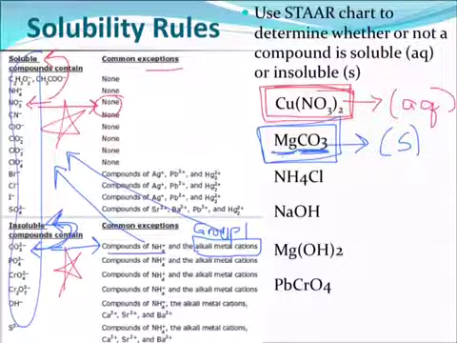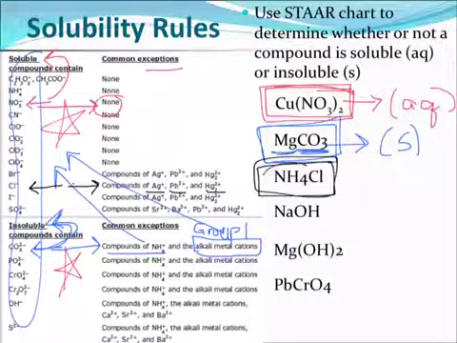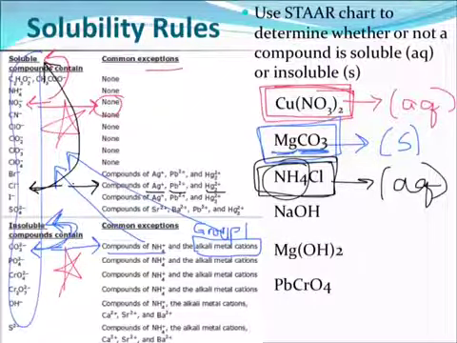Let's do another one. Ammonium chloride. We find chloride on the list. Here he is over here. We go to our exception list and say, is he attached to silver, lead, or mercury? The answer is no. Ammonium's different. So we stick with the rule that says he's soluble. So he's an AQ. We look up sodium hydroxide.